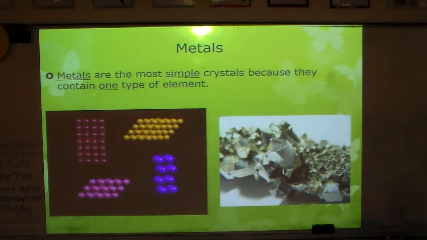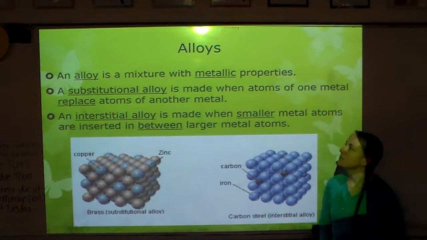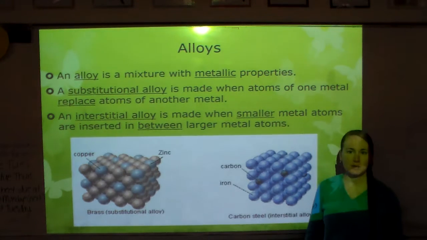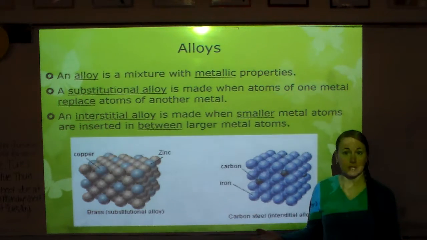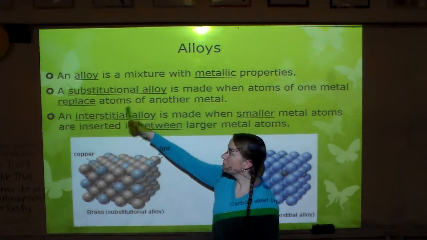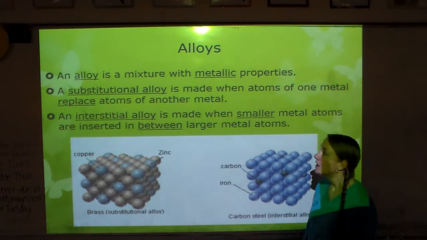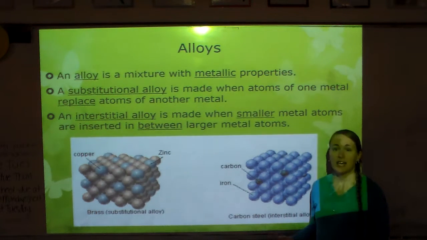Alright, so let's talk about alloys. So an alloy, as we talked about in chapter 2, is a mixture with metallic properties. There are 2 different types that we're going to talk about. That is a substitutional and an interstitial alloy. So a substitutional alloy is exactly what it sounds like.